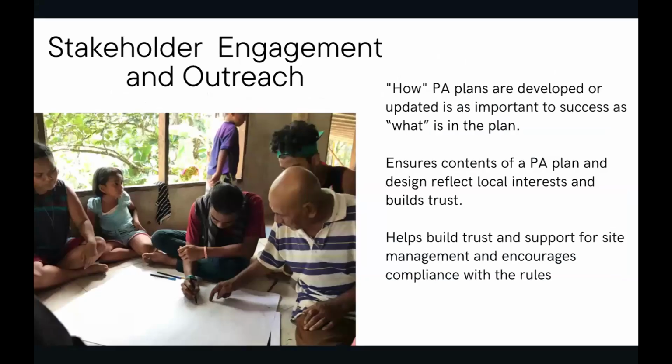And this leads us to the next component, which is stakeholder engagement and outreach. And I know this is something that Micronesia Protected Areas sites, you all have historically done a really good job about stakeholder engagement, which is great because how a protected area plan is developed or updated is just as important to its success as what's in the plan. And community engagement really brings stakeholders into the decision-making process planning, which means they then have a sense of ownership of that plan, which is critical.